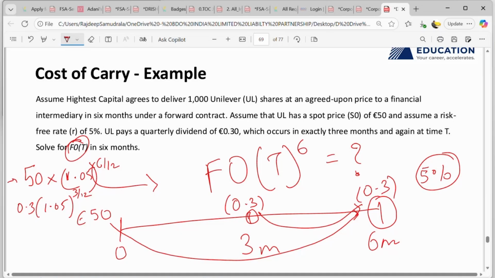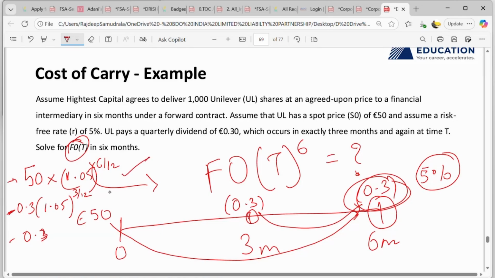Because remember, I got it in 3 months. So next 3 months, what's the value? Next 3 months. Okay, subtract that 50, the answer from above. And this 0.3 I received only after 6 months, so there's no need to do any further 1 plus r. So you got your answer.